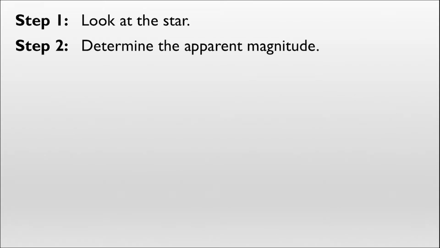We follow these steps for the spectroscopic parallax process. First, you look at the star. Whether you look at it in reality or you look at it online, it's totally fine. Just look at the star and determine its apparent magnitude. Now, don't worry about having to come up with a value of your own for the apparent magnitude of the star, because chances are the apparent magnitude has already been determined and you just need to look it up online or in a book or a catalog.